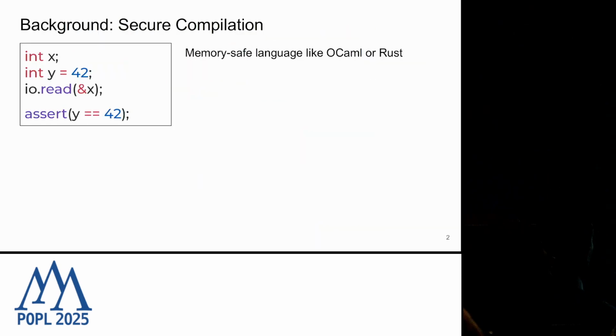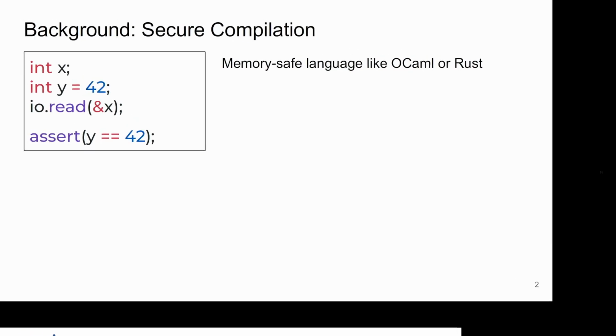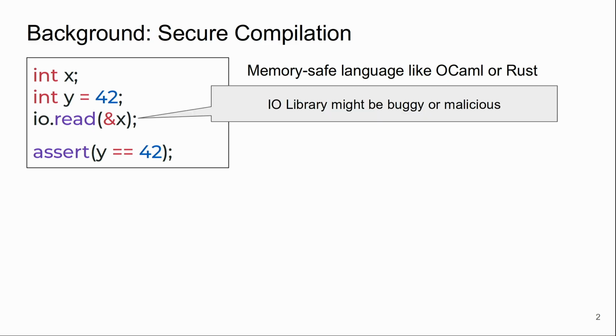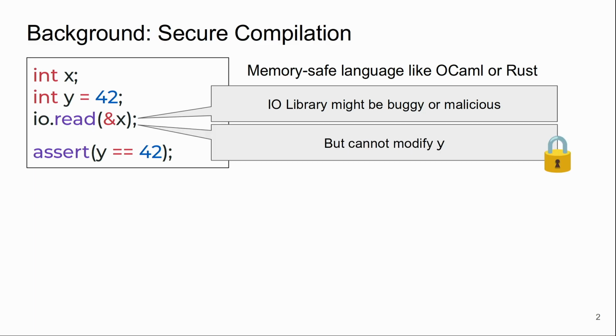Let me start with a brief motivation for secure compilation. Here we have a program in a memory-safe language like OCaml or Rust. It first allocates two local variables, x and y, and then it passes a pointer to x to an I/O library in order to read an input. Afterwards, it asserts that the other variable y did not change. If you now look at this program, you can see that the assert succeeds independently of the implementation of the I/O library. So even if the I/O library is buggy or malicious, it cannot modify y in a memory-safe language.